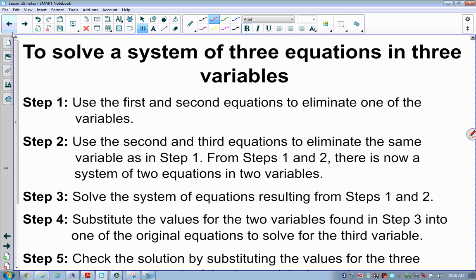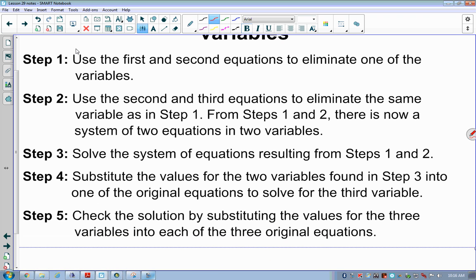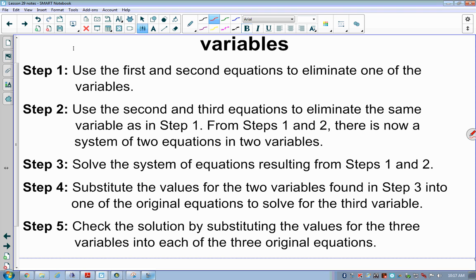Okay? So we're going to solve the system of equations that results from step 1 and step 2. So the equation that I got as a result from step 1 and the equation that I got as a result of step 2, right? Now we're going to solve down again for one variable. Okay, substitute the values for the two variables found in step 3 into one of the original equations to solve for that third variable. We'll check our solution by substituting the values for the three variables into each of the three original equations. That seems really complicated. It's not terrible, it just requires a lot of steps.